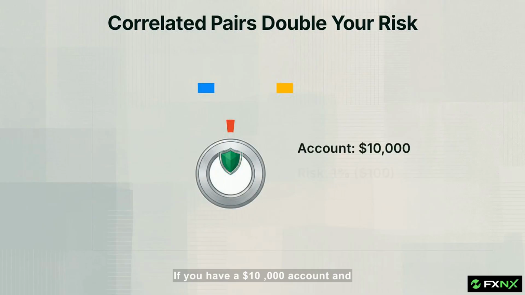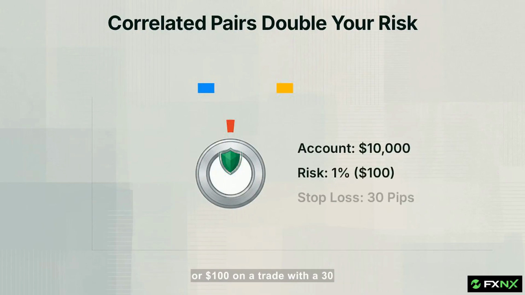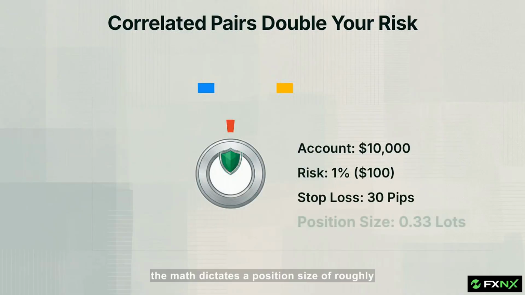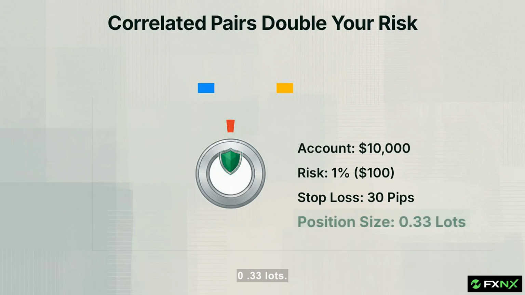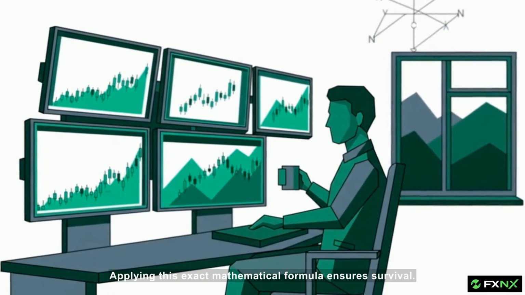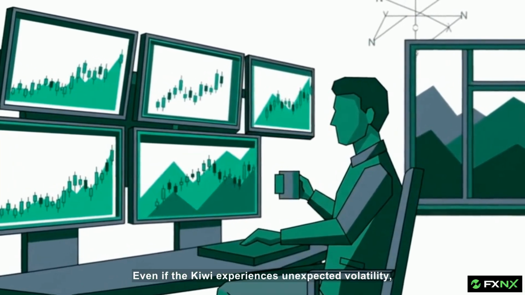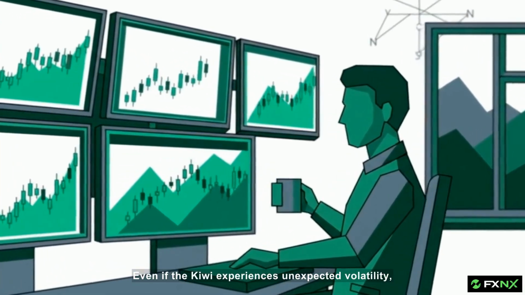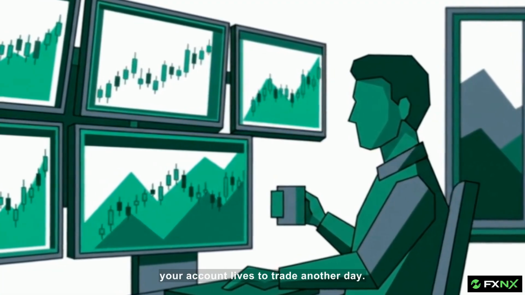If you have a $10,000 account and want to risk exactly 1%, or $100, on a trade with a 30-pip stop-loss, the math dictates a position size of roughly 0.33 lots. Applying this exact mathematical formula ensures survival. Even if the Kiwi experiences unexpected volatility, your account lives to trade another day.